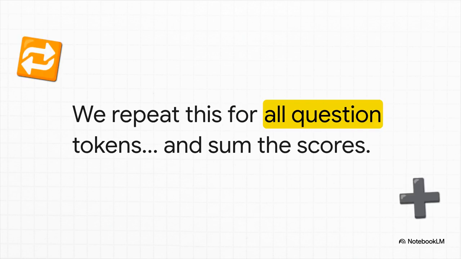And here's the key: we don't just do that once. We run that entire process again for the second token in our question, and the third, and so on, finding the best match for each one. The final relevance score for the whole document is just the sum of all those individual best match scores. It's a really elegant system, because it's not averaging things out and losing the signal. It's rewarding the absolute strongest points of connection between your query and the text.